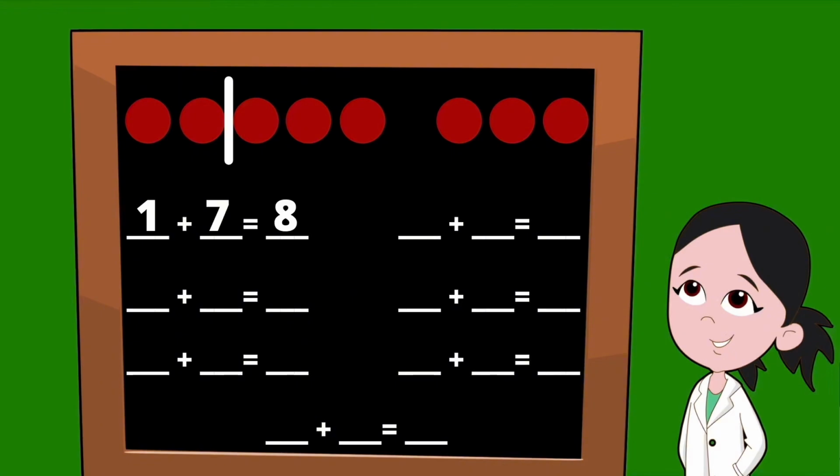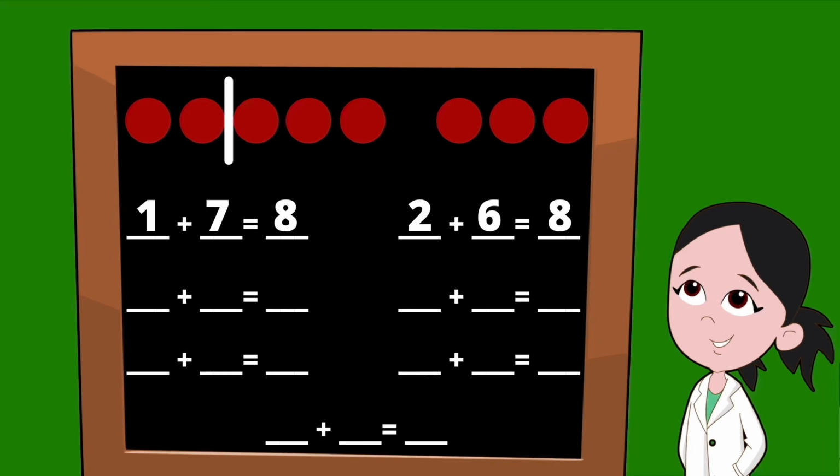Let's slide that line over 1 dot to get our next set of partners. Our first partner is the number of dots on the left of our line, which is the number 2. To the right of our line, we have 6 dots remaining. This means our second partner is the number 6. 2 plus 6 equals 8.